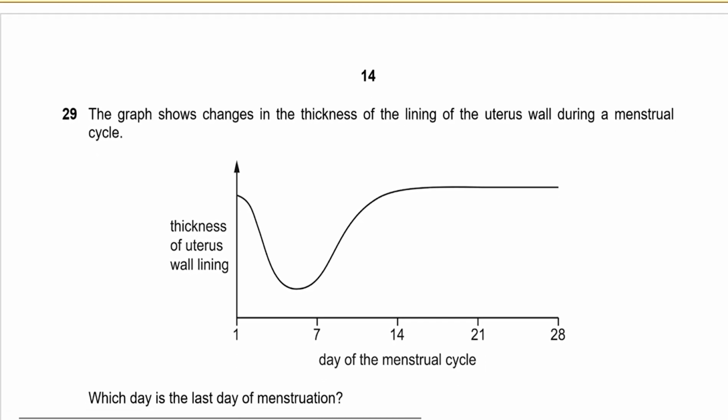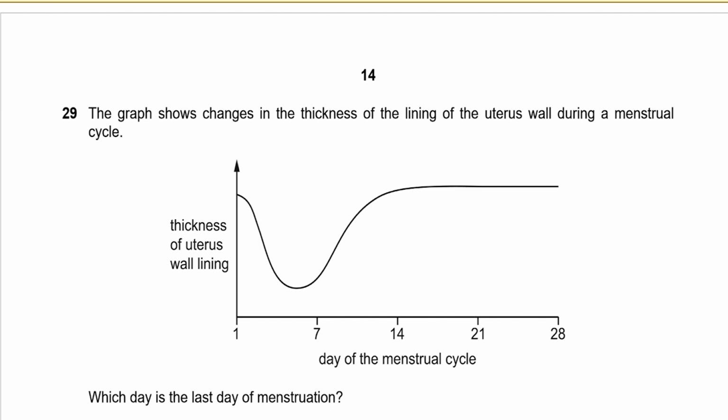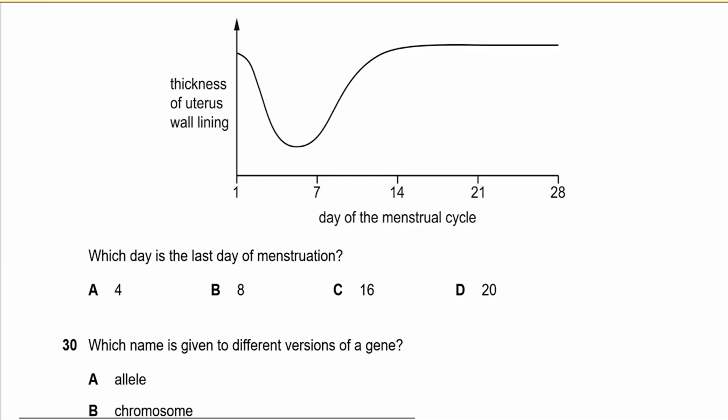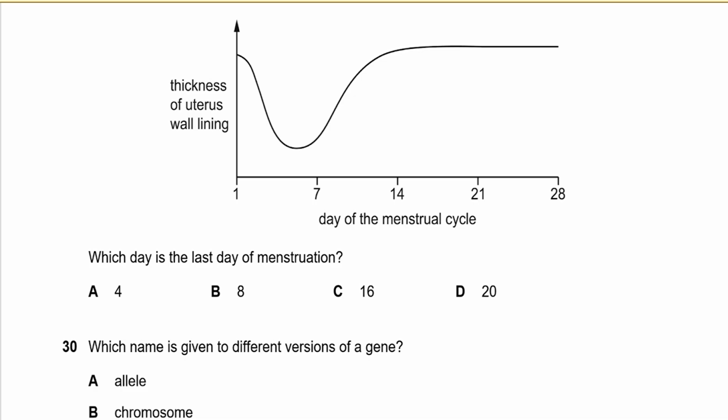Okay, we go to number 29. The graph shows changes in thickness of the lining of a uterus wall during the menstrual cycle. We have the thickness of the uterus over here, and we have the days of the menstrual cycle. What is the last day of the menstruation? Is it 4, 8, 16, or 20? When we come here, we see that at day 7, the uterus wall is beginning to increase. So it can't be 7, it can't be 8 either. At 16, obviously, the uterus wall is thickening as well. So obviously, the last day should have been day 4.